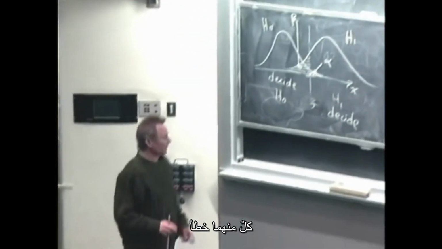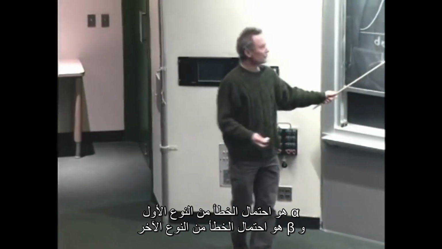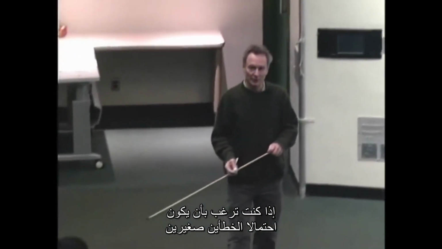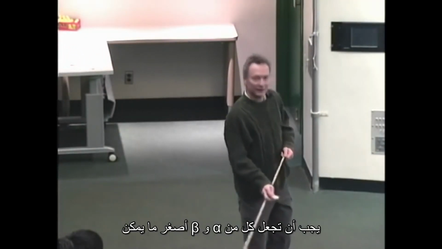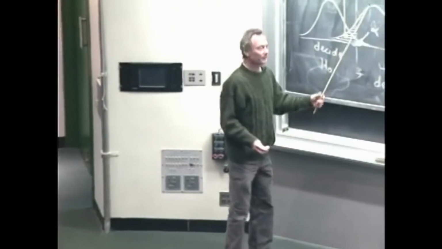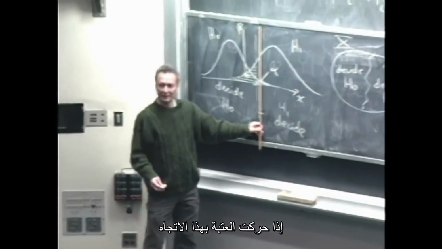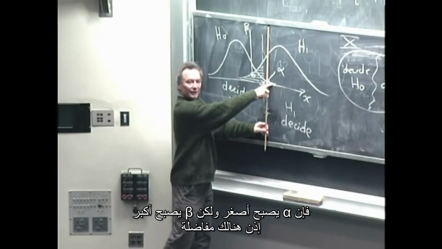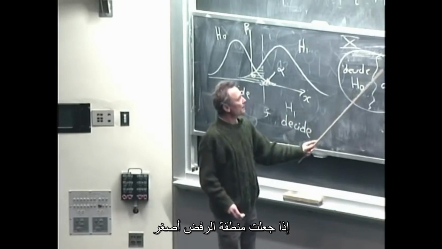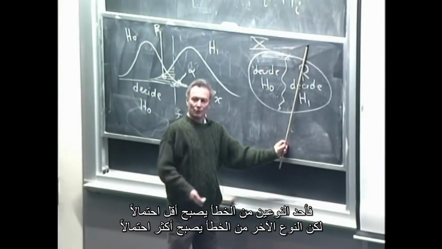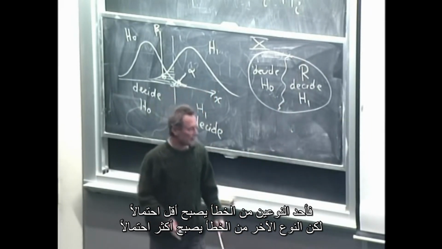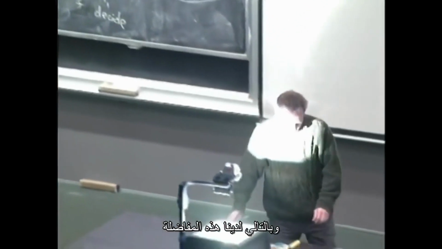Both of these are errors. Alpha is the probability of error of one kind, beta the probability of an error of the other kind. You would like the probabilities of error to be small, so you would like to make both alpha and beta as small as possible. Unfortunately, that's not possible. There's a trade-off. If I move my threshold this way, then alpha becomes smaller, but beta becomes bigger. So there's a trade-off. If I make my rejection region smaller, one kind of error is less likely, but the other kind of error becomes more likely. So we got this trade-off.